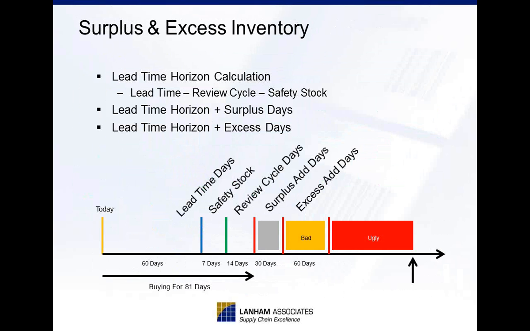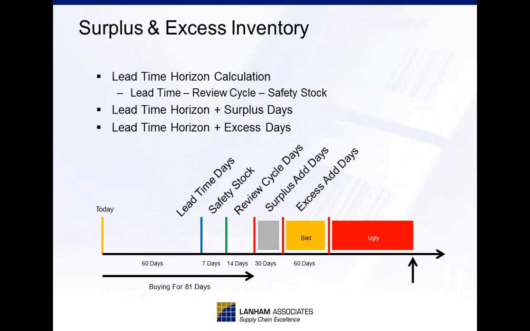Because we look at each and every individual location, and on each what's called location card in AFP and in NAV, we have the ability of setting the value of when we want to start to calculate surplus and when we want to calculate excess. So we look through our lead time horizon, add what's called surplus pad days, and say let's look beyond that time frame and say what is surplus, and then we have another value that says what is excess.